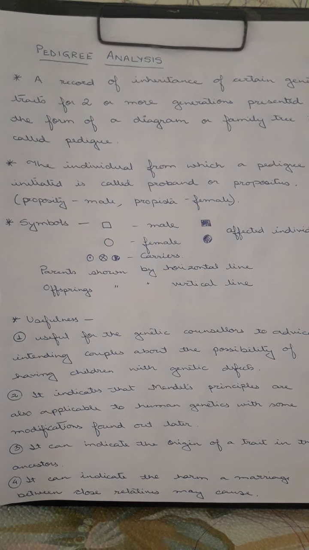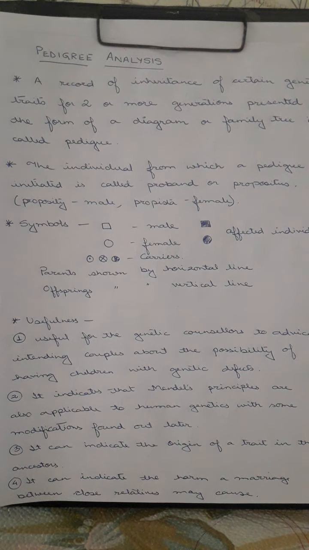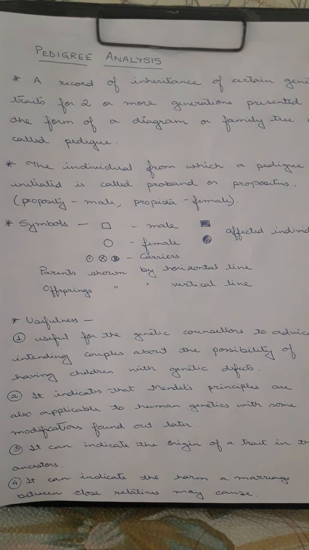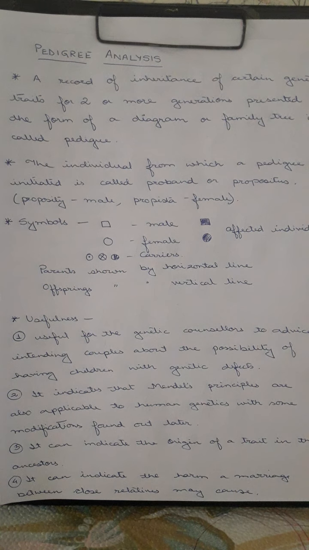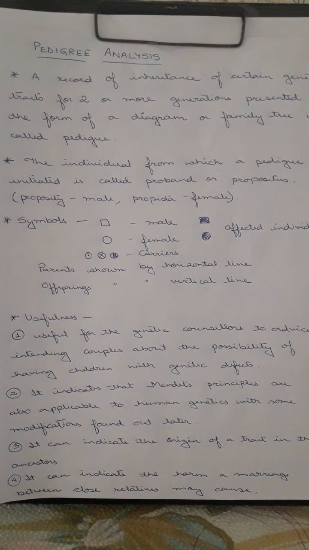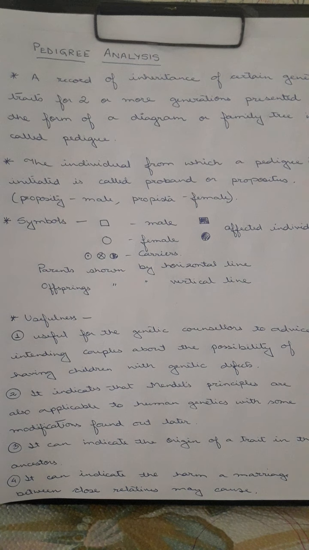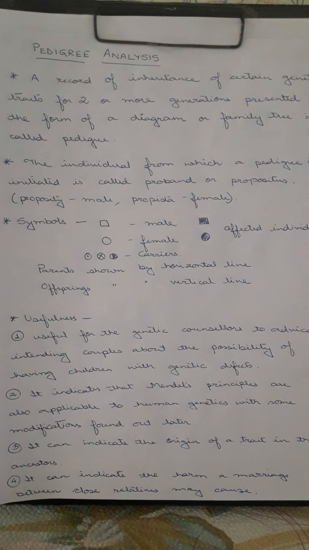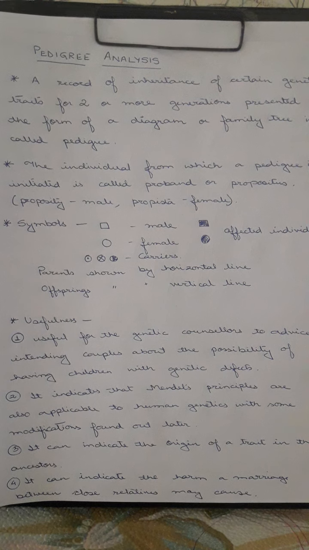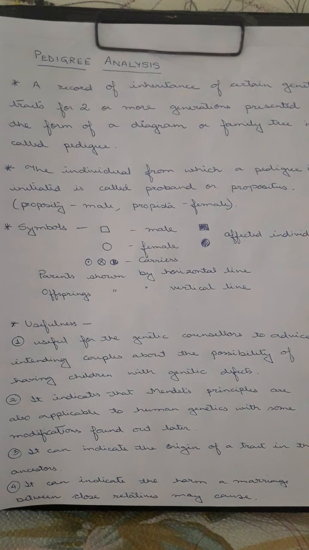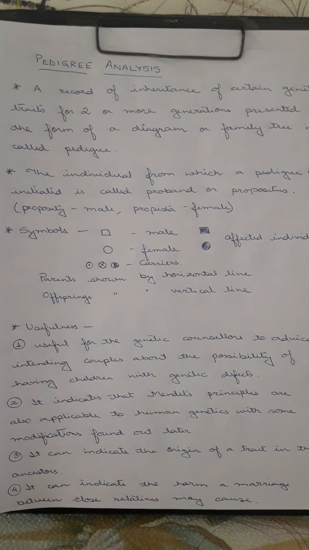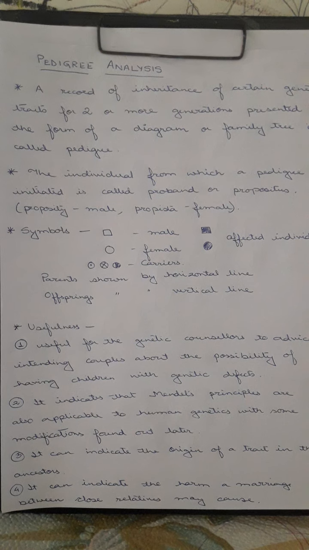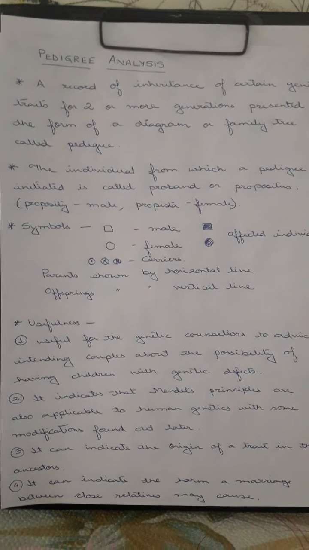Earlier we have studied Mendelian inheritance, how the characters are transmitted from generation to generation, isn't it? So now let us study what pedigree analysis is. It is a record of inheritance of certain genetic traits for two or more generations, presented in the form of a diagram or family tree. That means the diseases that are inherited from one generation to the other, we can represent in a particular diagram or in the form of a tree. That is known as pedigree analysis.